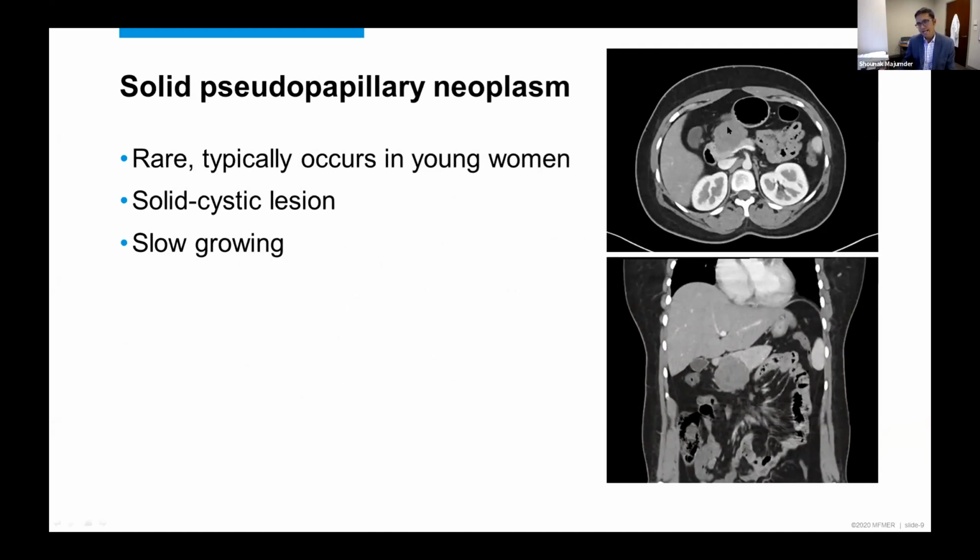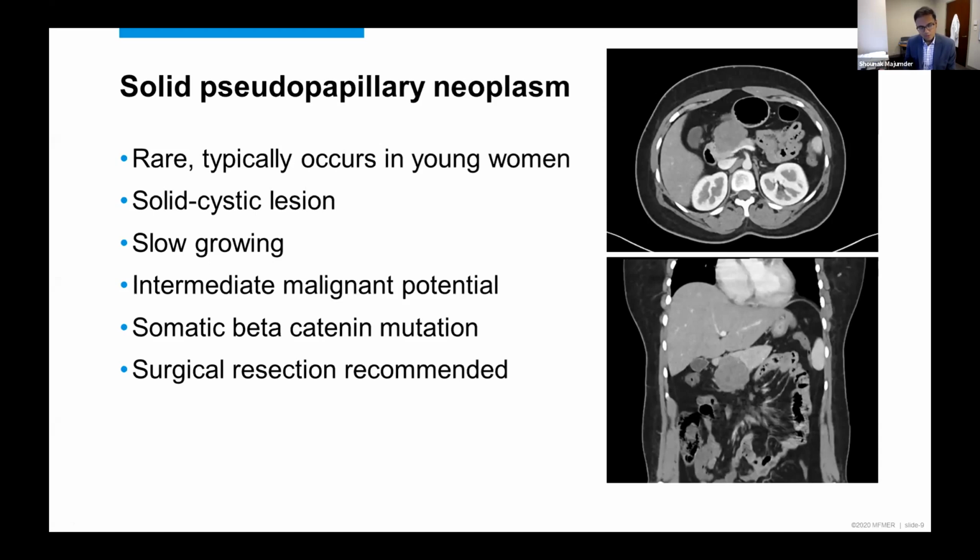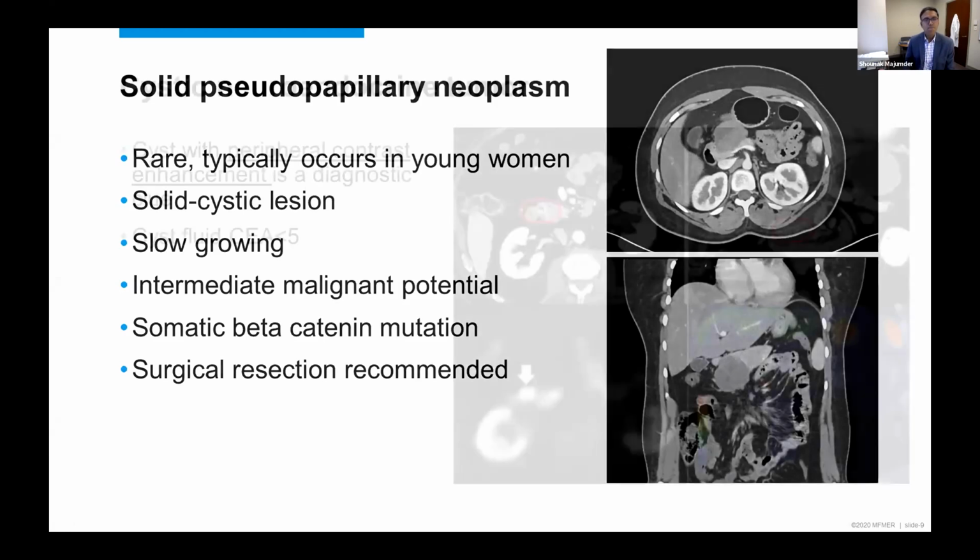Here's an axial and a coronal image showing the fairly large cystic lesion in the head of the pancreas, solid cystic lesion. Now, they do have what is described as intermediate malignant potential. About 10 to 20% of them can be malignant. There are reports of metastatic disease. Histologically, it's characterized by a somatic beta-catenin mutation. And because of the malignant potential, surgical resection is typically recommended.